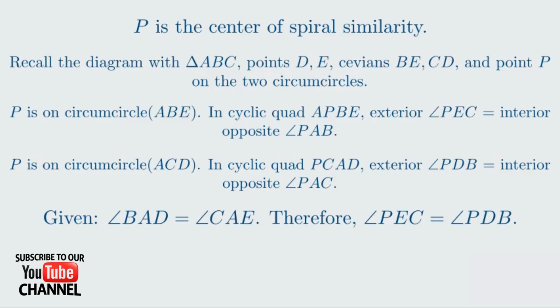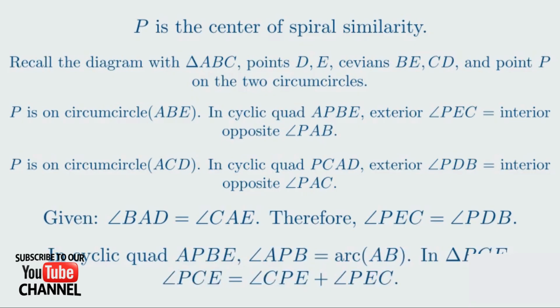Now let's consider the angles at our center P. In cyclic quadrilateral APBE, angle APB subtends the arc AB. In triangle PCE, angle PCE is exterior to the triangle, so it's the sum of the remote interior angles, angle CPE and angle PEC. This gives us a relationship between the angles around P. We now have enough information to confirm that P is the center of a spiral similarity.